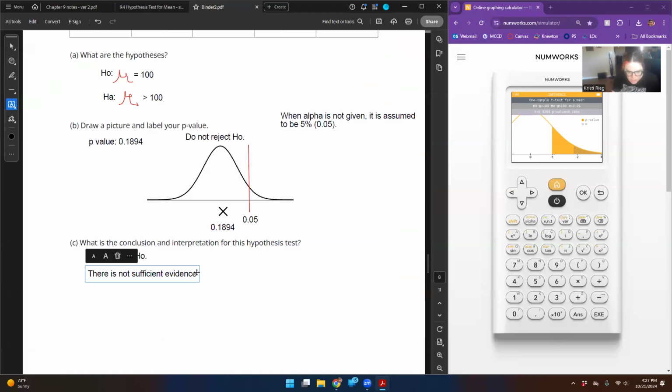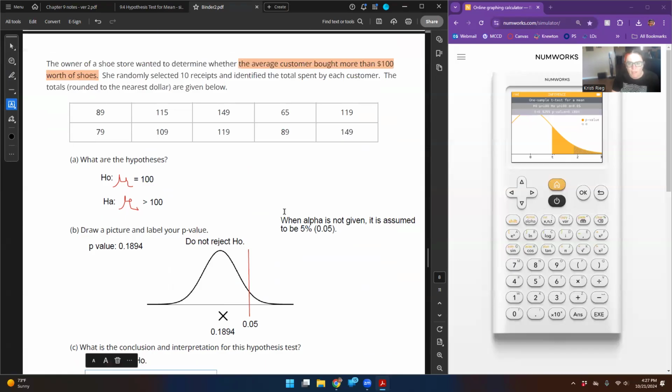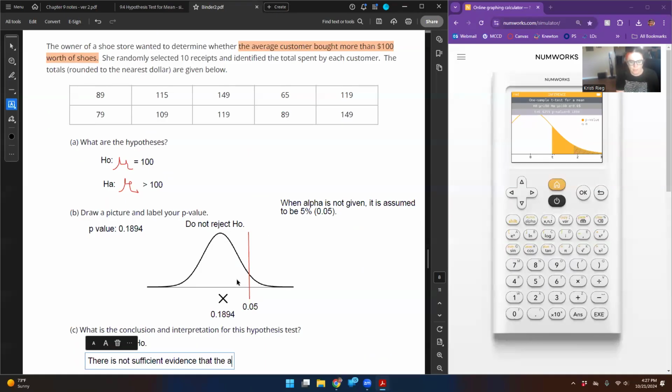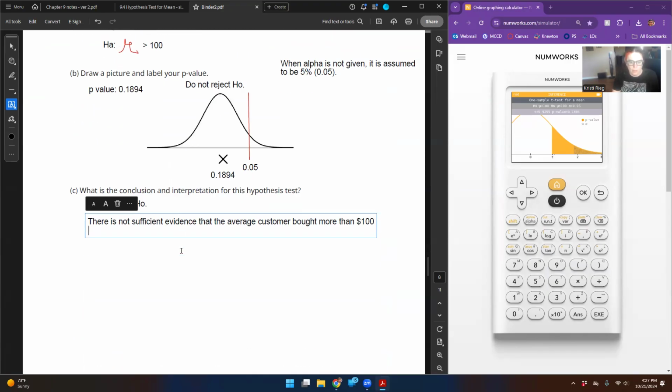There we go. What are we talking about? We are talking about the average customer who bought more than $100 worth of food. There is not sufficient evidence that the average customer bought more than $100 worth of shoes.